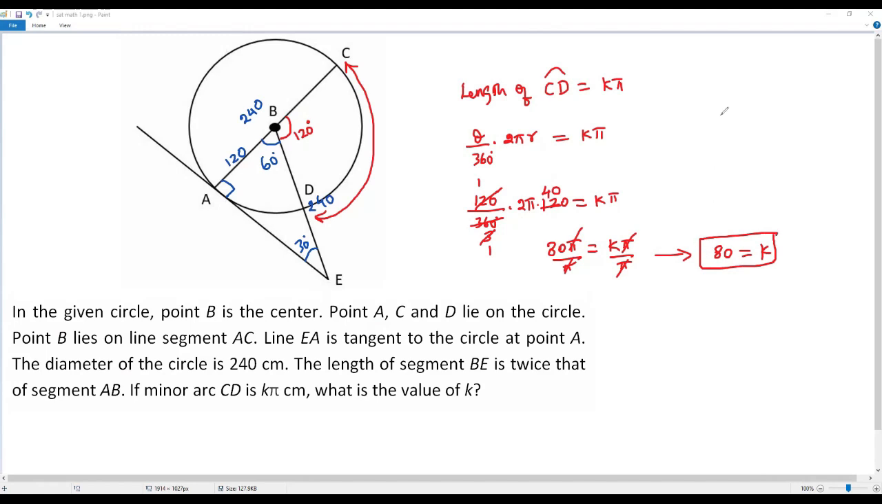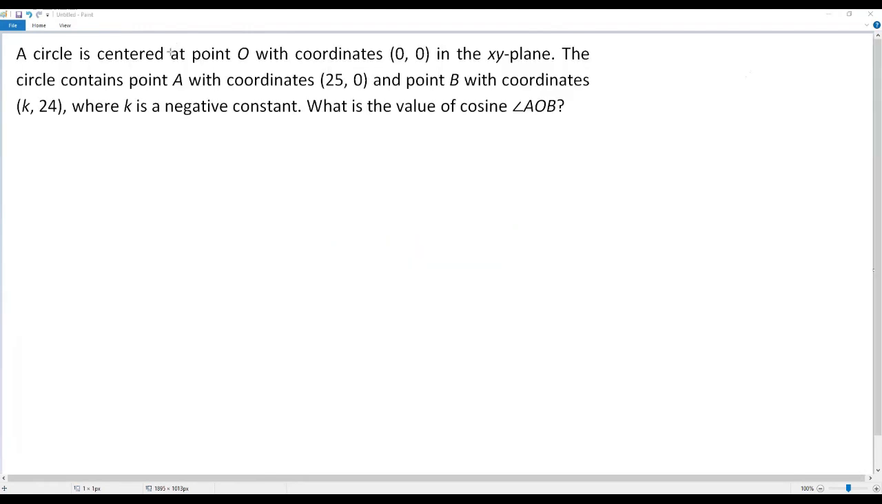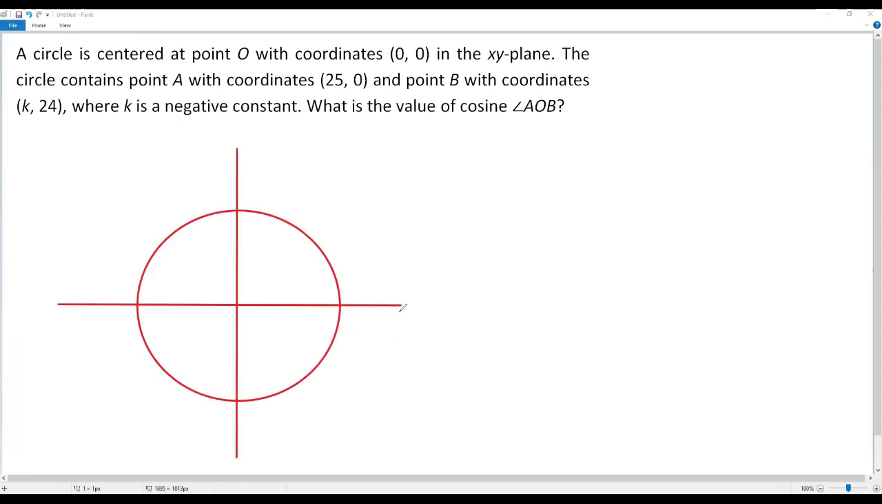It is 80. A circle is centered at point O with coordinates 0, 0 in the xy plane. The circle contains point A with coordinates 25, 0 and point B with coordinates k, 24, where k is a negative constant. What is the value of cosine of angle AOB? First let me draw a circle in an xy plane. Here I've drawn a circle in an xy plane. Now let me mark its x-axis and y-axis. And the center of the circle is O with the coordinates 0, 0. That is the origin. It's over here.